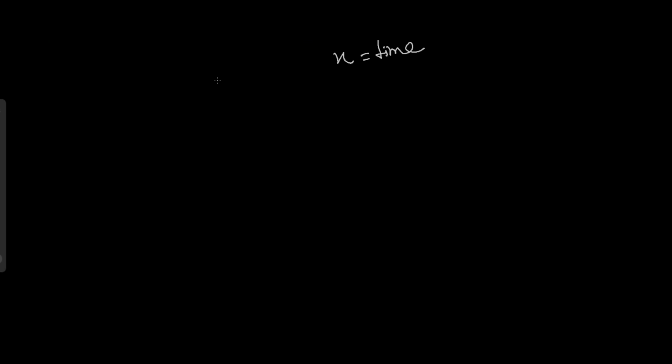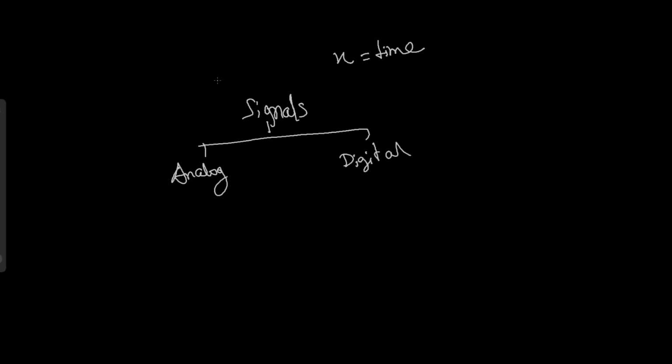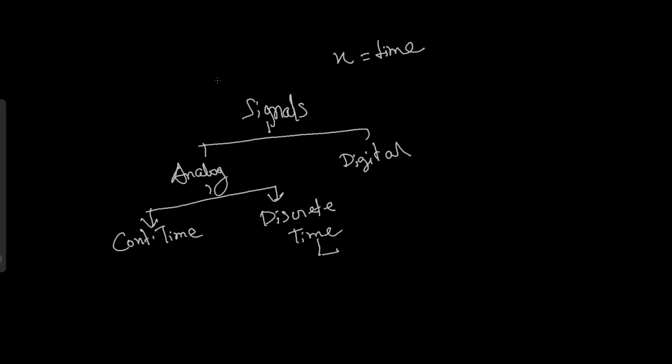Next we have types of signals. Signals are of two types, analog and digital, right? And this analog also divides into two parts, continuous time and discrete time. And for this discrete time, we have the analog to digital converter, which we will talk about in later videos, right?